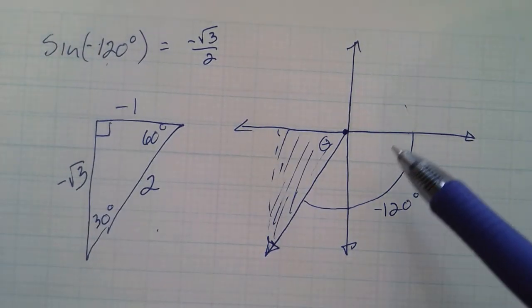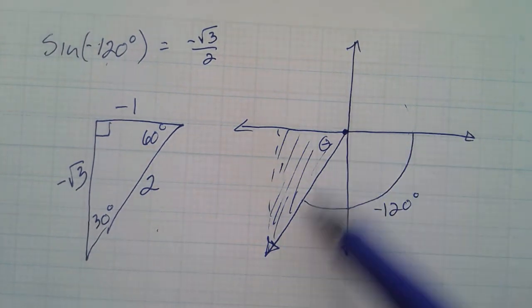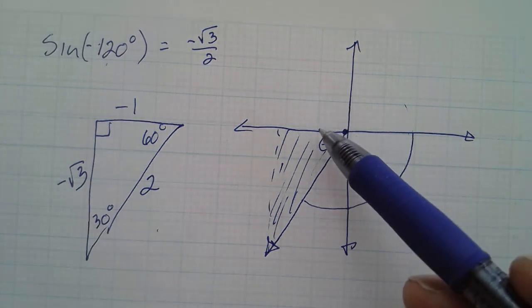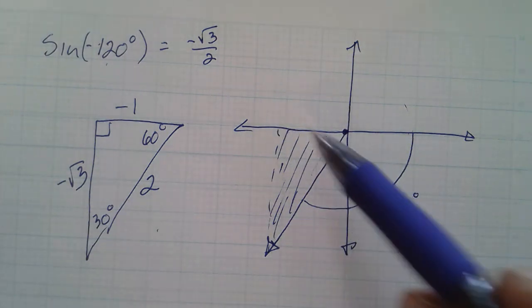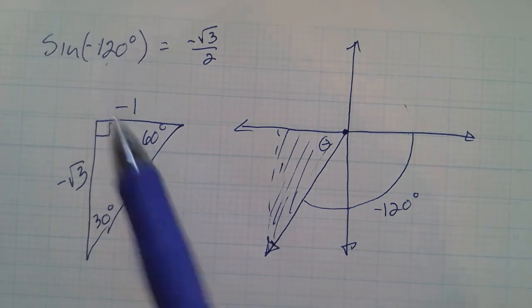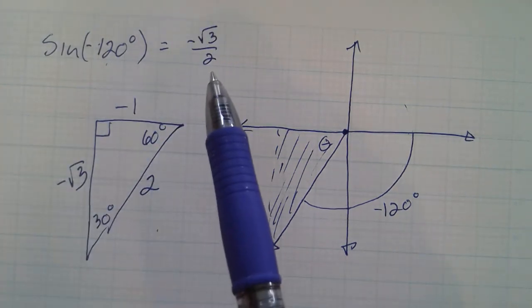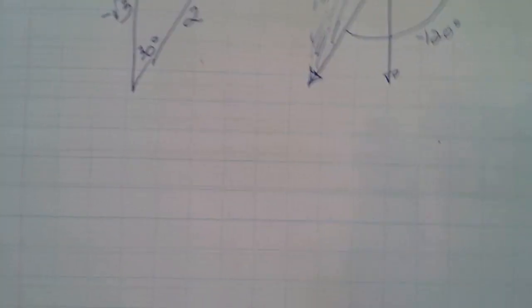Okay, so it's the same thing. You go the opposite direction, draw the terminal side, and find the angle it makes with the x-axis. The angle between the terminal side and the x-axis is our reference angle, which is 60 degrees. Our reference angle is always positive. Draw our triangle, labeling the appropriate negatives, and then find the opposite over the hypotenuse: negative square root of 3 over 2. I'll give you one more example.